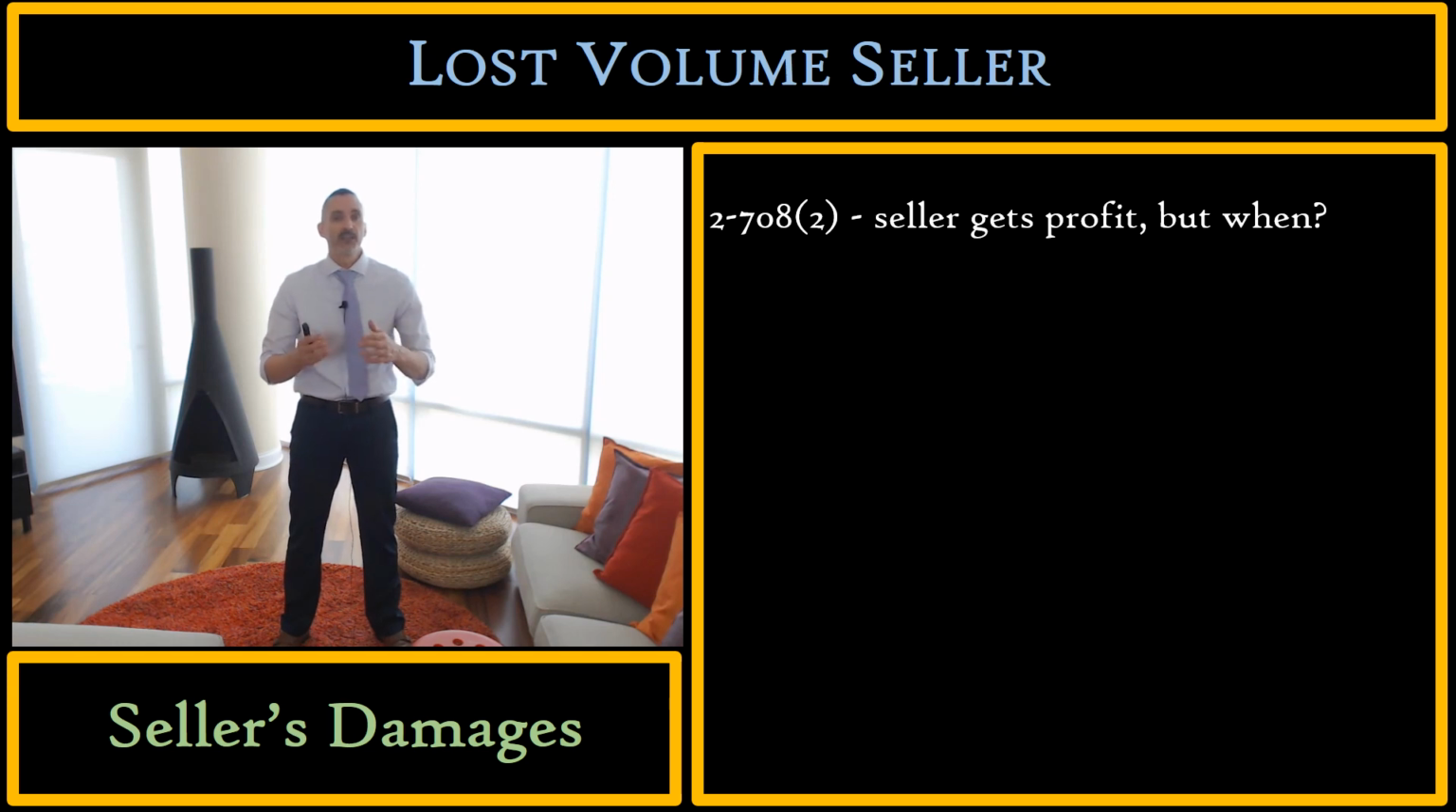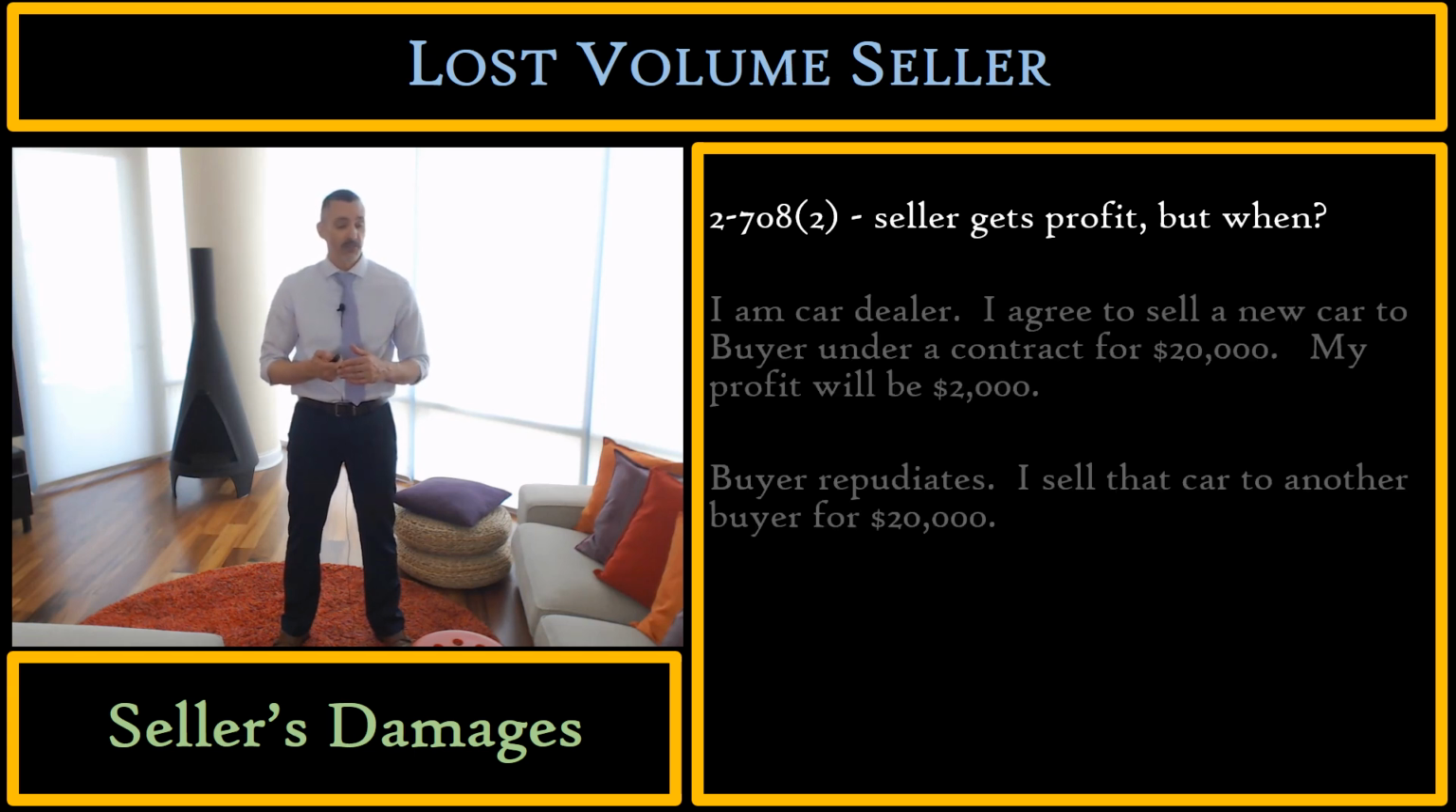2-708 sub 2 says the seller can get the profit she would have made under the contract as the measure of her general damages. But the question is when? And the answer is when the seller is a lost volume seller. Here's a little example to help you understand what a lost volume seller is.